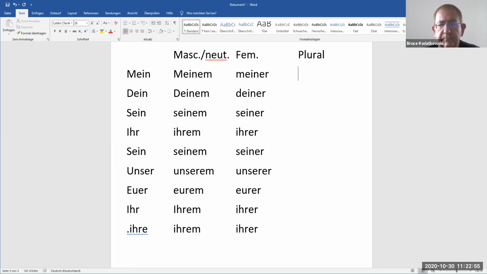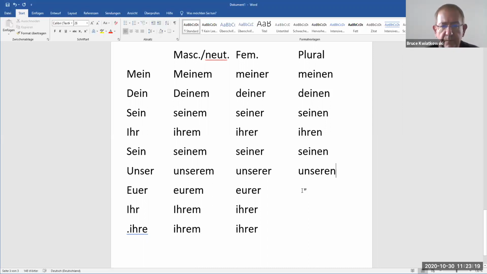That's going to become meinen, deinen, seinen, ihren, seinen, unseren, euren, ihren, and Ihren. And that's going to be capital always, sorry. Okay.